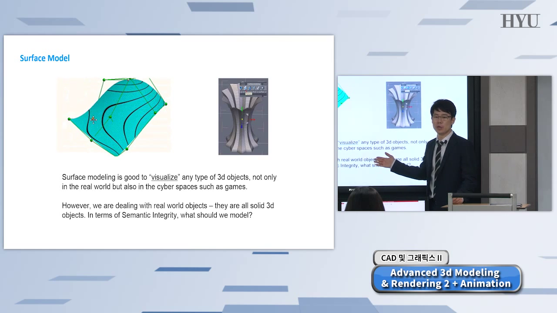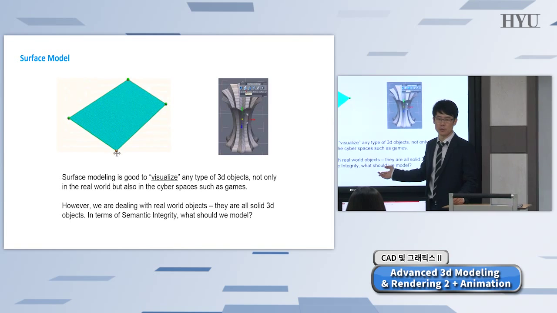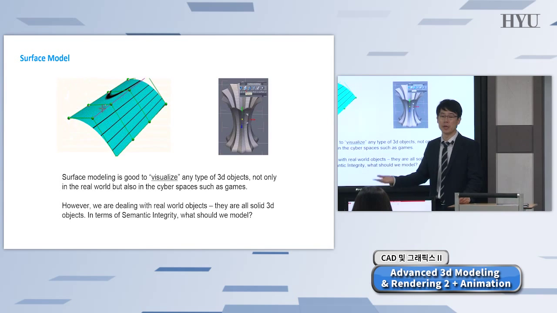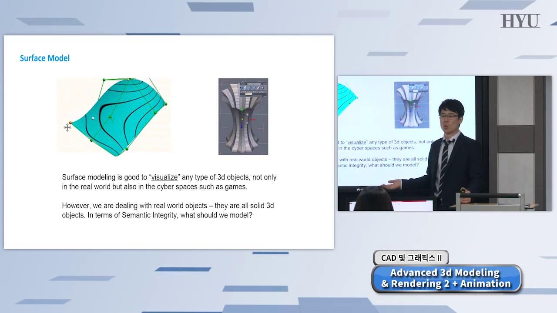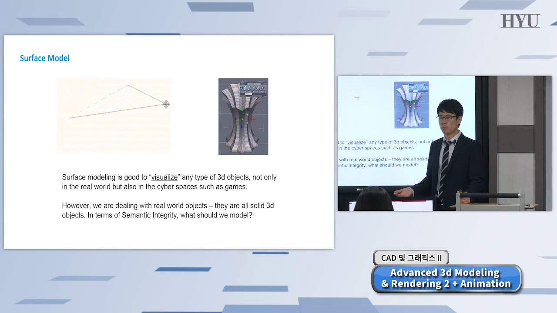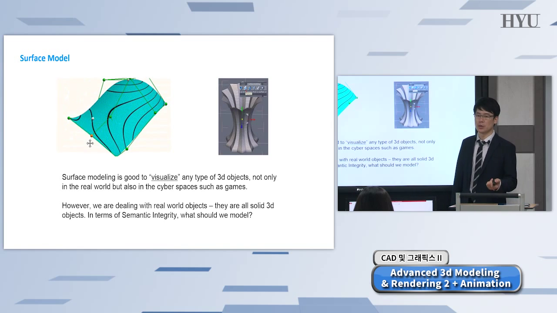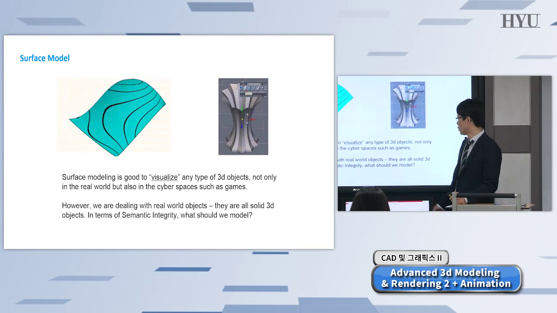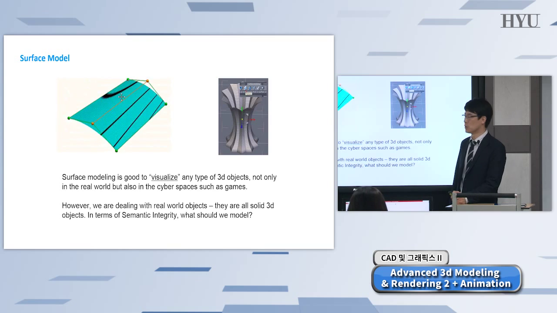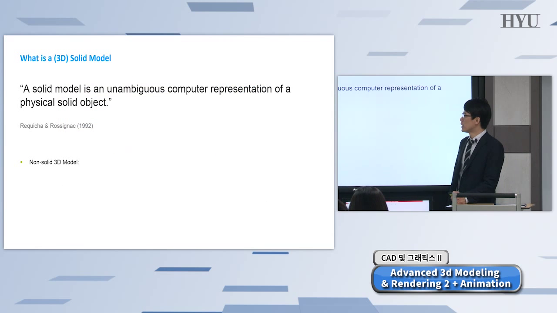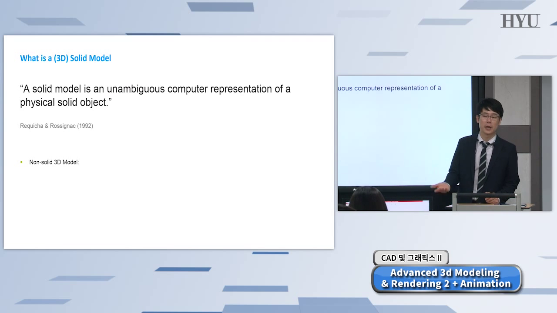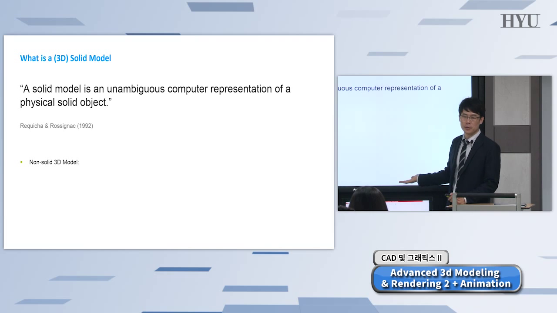But the problem is we are dealing with real-world objects. You're not going to deal with game characters or game environments. We aim to develop physical, real-world environments in interior architecture and design. So what should we model, actually? That is why we need to move on to the next phase, advanced features in computer graphics and CAD, so-called solid model, parametric model, building information model.